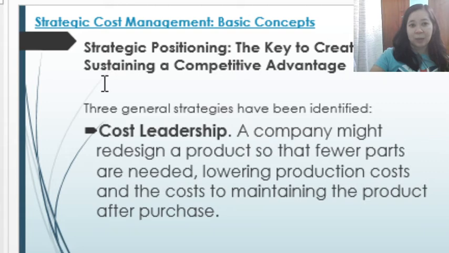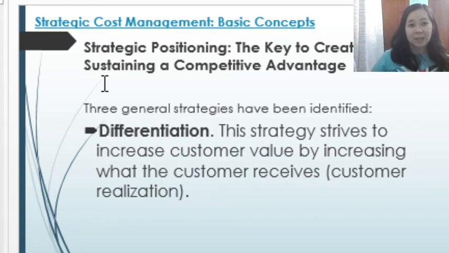Okay, so that is for cost leadership. So again, here your objective is to have a lower purchase or selling price compared to your competitors, but without sacrificing the quality of the product. So the next, or the second, strategy for strategic positioning to achieve competitive advantage is differentiation.